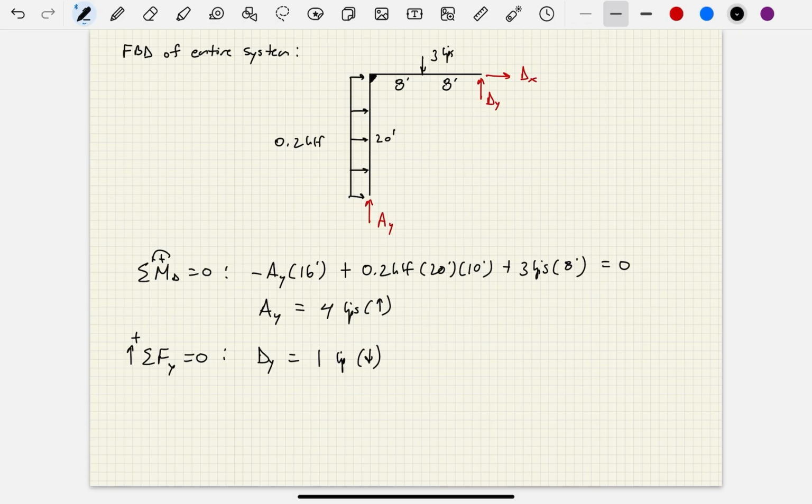Now you can show your work on that and prove that, but DY is going to be 1 kip reacting downward, and then I can say sum of the forces in the x direction equals 0, and here I'm going to have 0.2 KLF times 20 feet plus DX equals 0, and I'll do some rearranging, and I'll get DX is 4 kips reacting to the left. Okay, so these are my external support reactions. That's great.